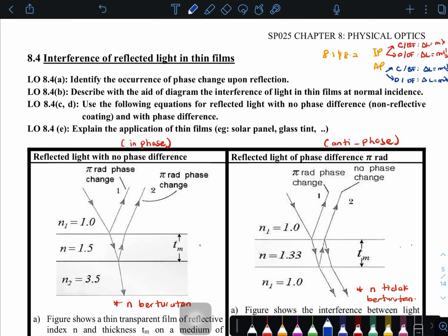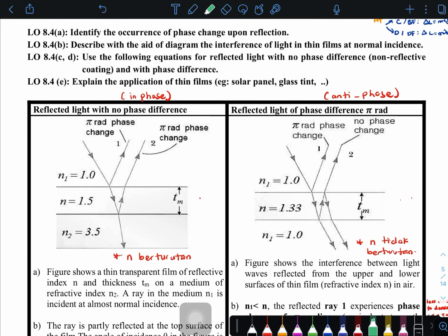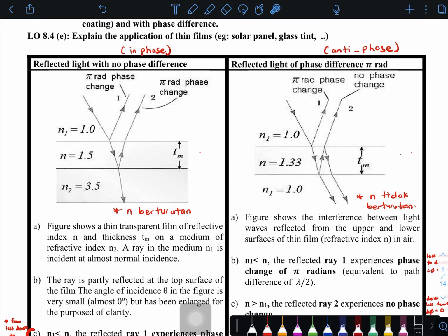Okay. And we know for double slit, it always in phase. Double slit dia in phase. Tetapi in thin film, okay, so thin film dia kata reflected light with no phase difference. Okay. Macam mana kita nak tahu adakah dia in phase ataupun dia anti phase? Okay. So figure shows a thin transparent film of refractive index n and thickness t on a medium of refractive index n2.